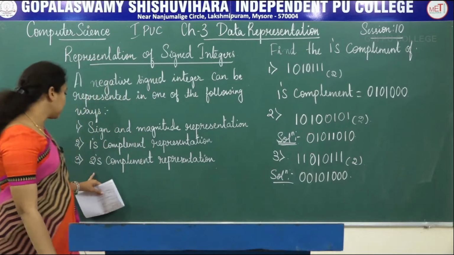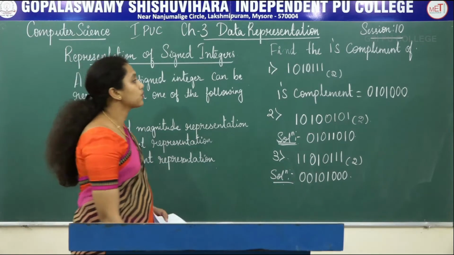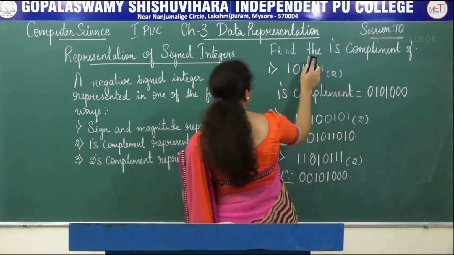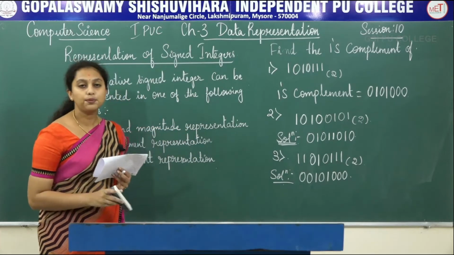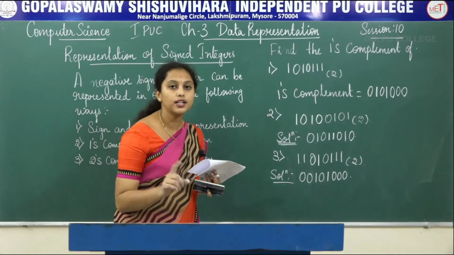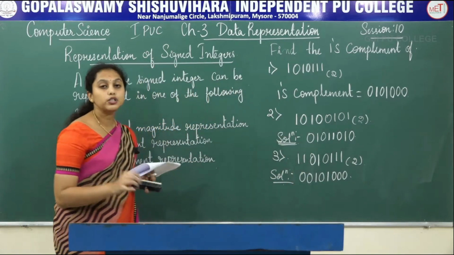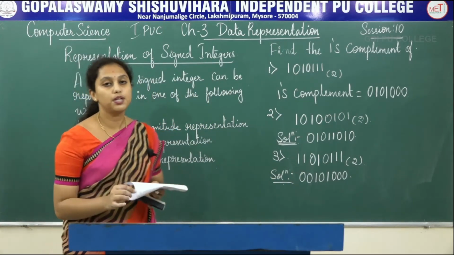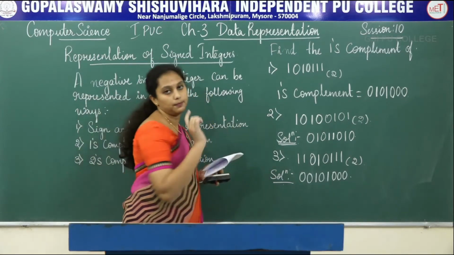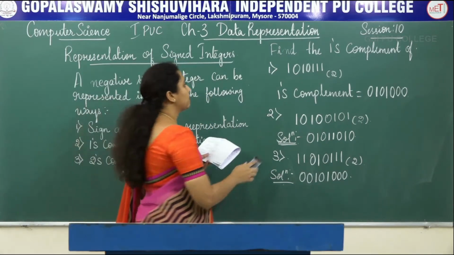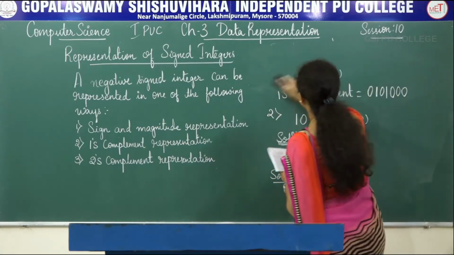And the third type is 2's complement representation. What is 2's complement representation? The 2's complement of a binary number is obtained by adding 1 to the 1's complement. So now let's solve some problems based on this representation.